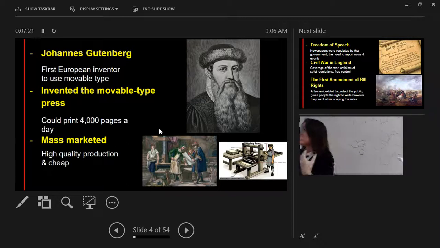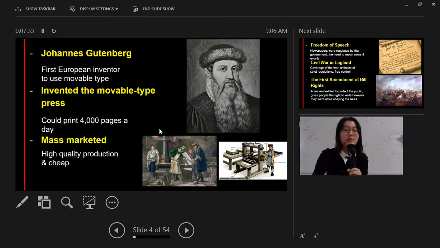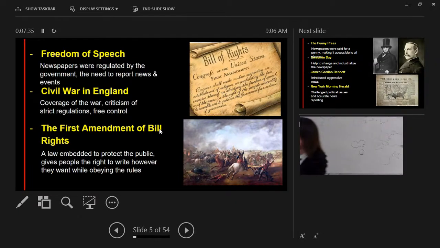When he introduced this to the market, it was immediately mass marketed and sold to the public, because it was very high quality in production and very cheap as well. And that is how newspapers began. When newspapers were being circulated in Europe, it meant that people could read and write more. The literacy rate in the country grew.